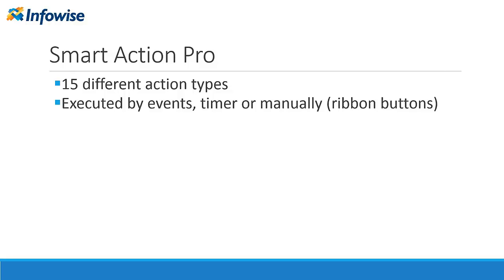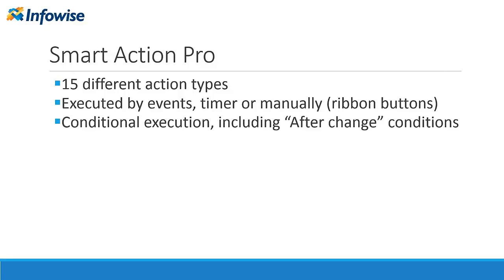You can also execute actions always or according to conditions, such as, for instance, the amount is greater than $1,000. You can even have after-change conditions, such as status changed to being completed. So the action will not run before that, and the action will never run after that.